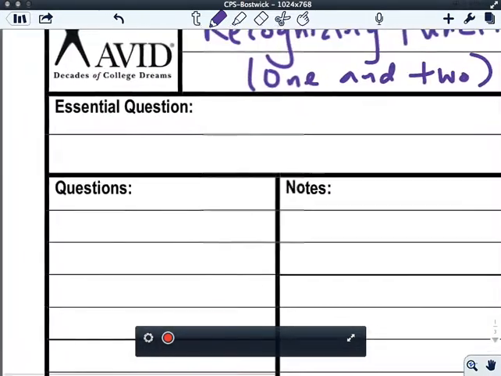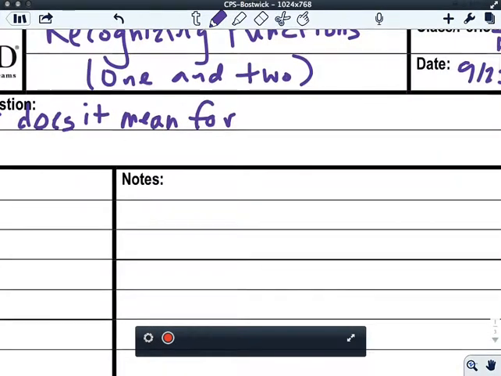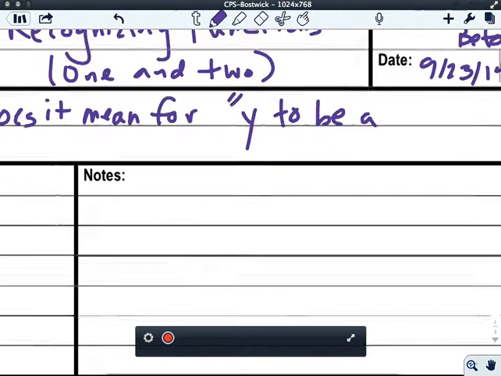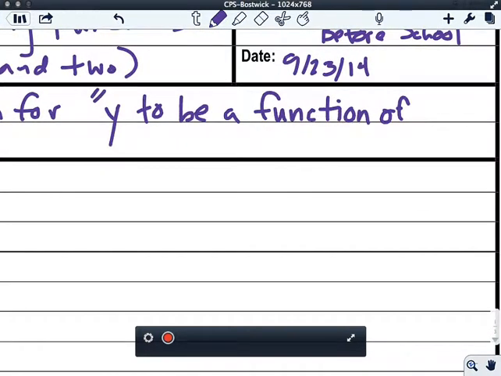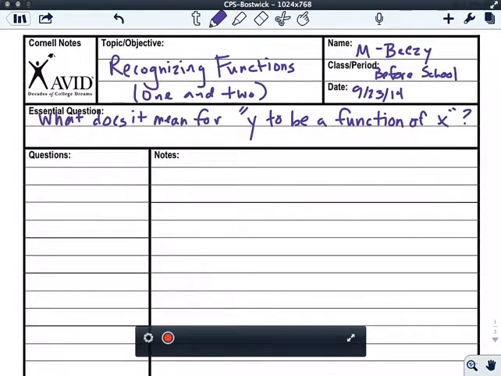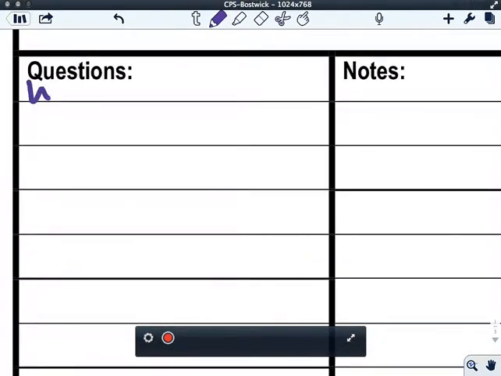Our essential question is, what does it mean for, quote, y to be a function of x? So you probably have some experience with the idea of a function. We'll start off at the most basic level. So what is a function?